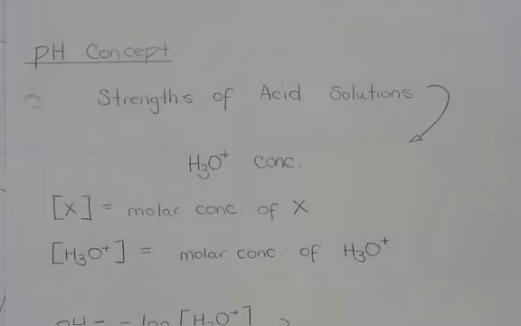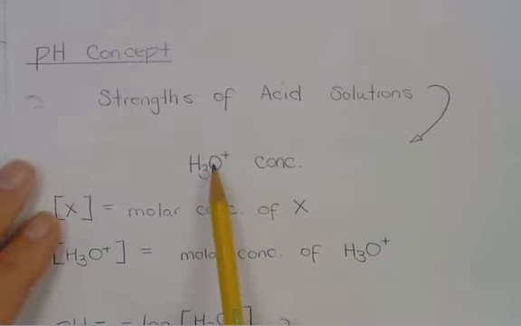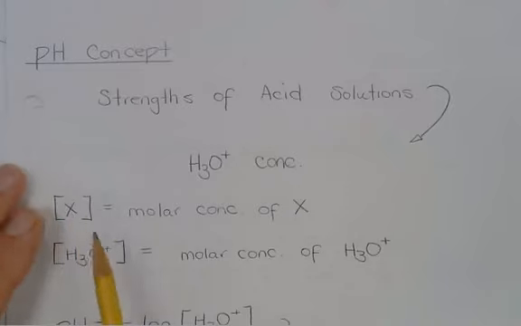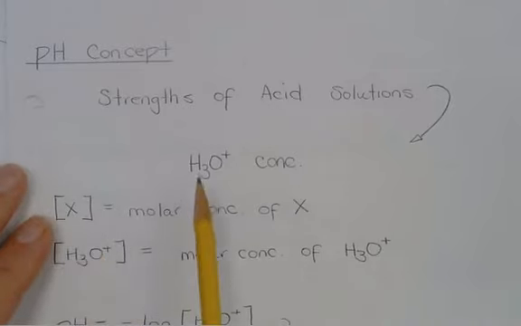pH is a measure of the strength of an acidic solution. If you want to measure how strong the acid content is, you need to measure the hydronium ion concentration, right? H3O+ is directly related to the hydrogen ion concentration that's at equilibrium. So the best way to measure it is to measure the molar concentration of H3O+.